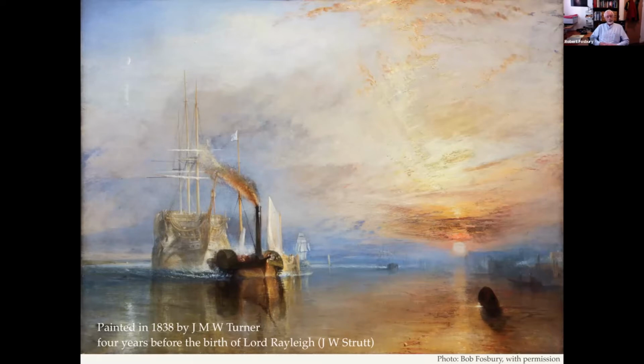And when William Turner painted this wonderful and very famous painting in 1838, nobody knew why the sky was blue, and therefore nobody really understood the range of colors that we see in the sky. Now, Turner painted this picture just 4 years before the birth of Lord Rayleigh, the third Baron Rayleigh, John Strutt, who in the end was the person who really understood the blue sky.